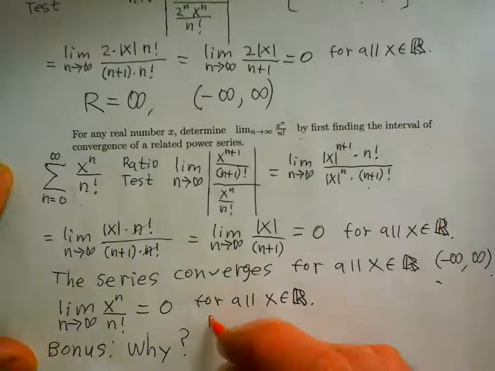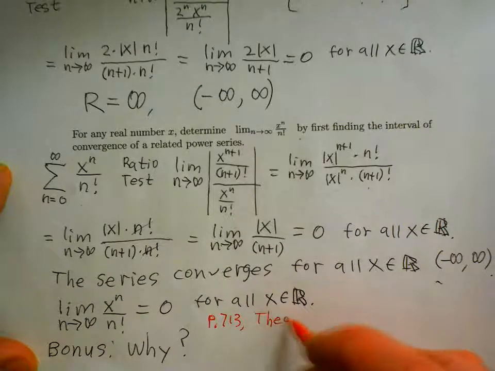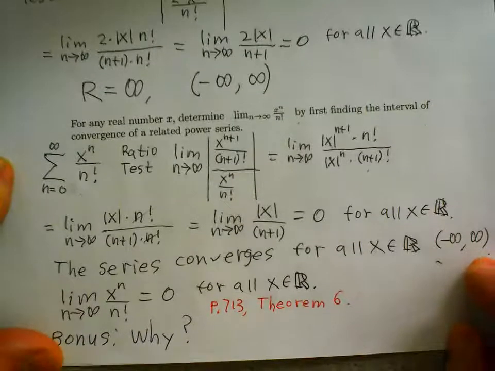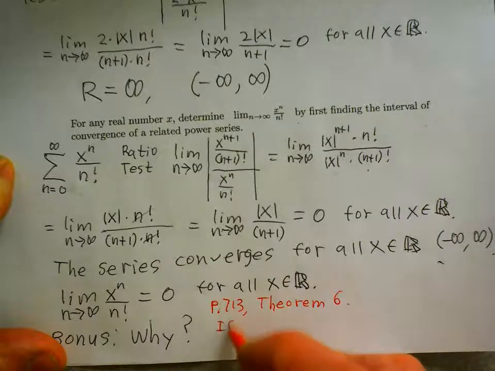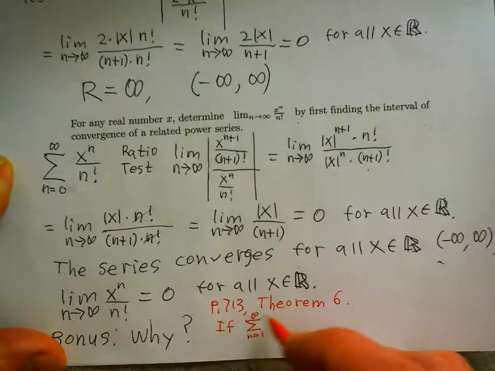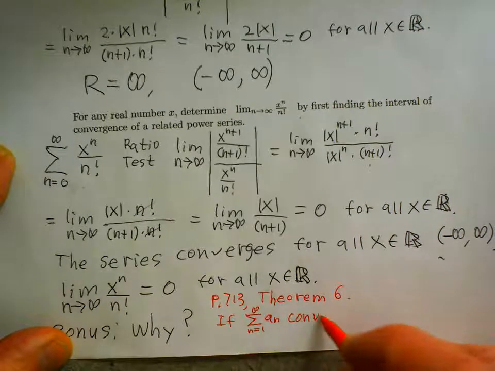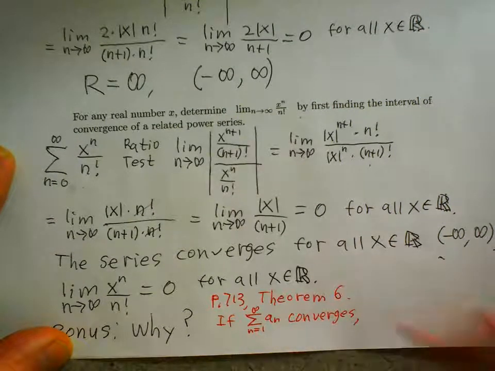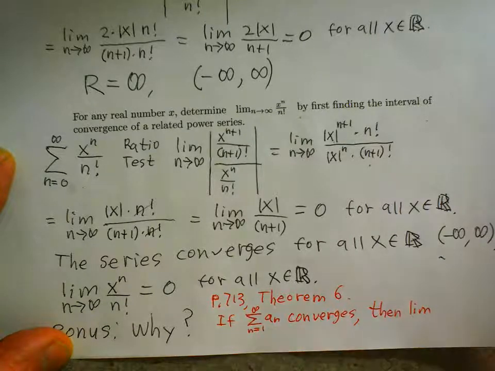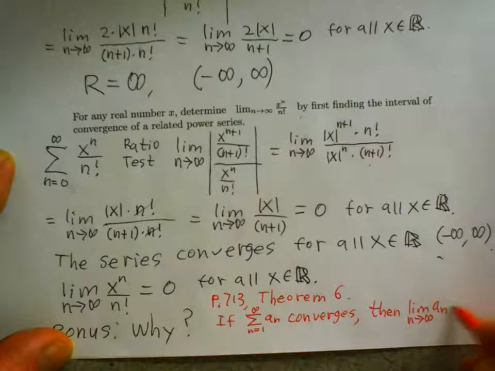Well, on page 713 of the textbook, Theorem 6, this theorem says if the series of the a sub n terms converges, then the limit of the sequence a sub n is equal to 0 as n approaches infinity.